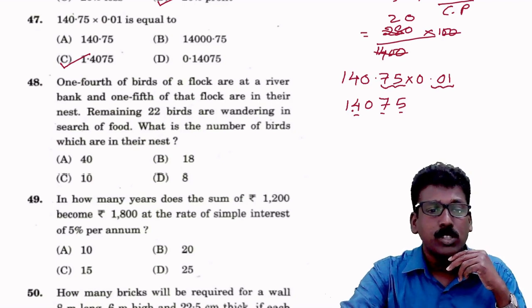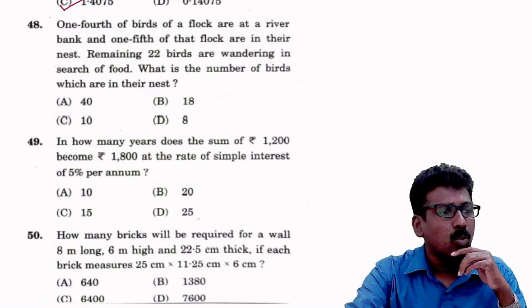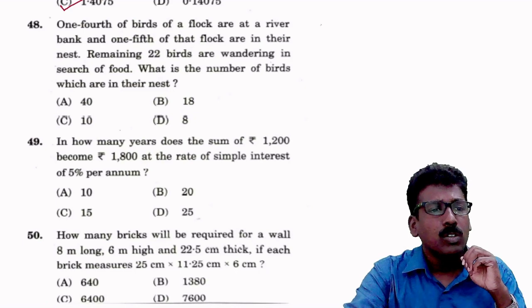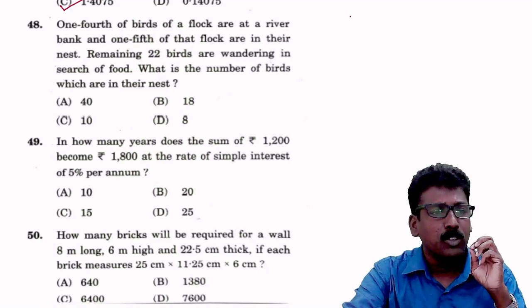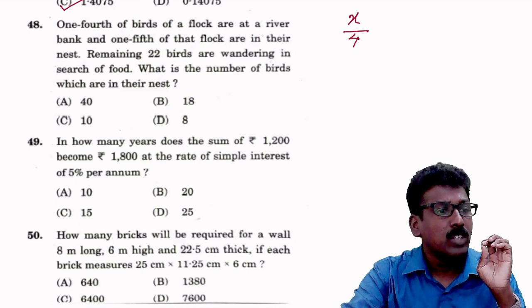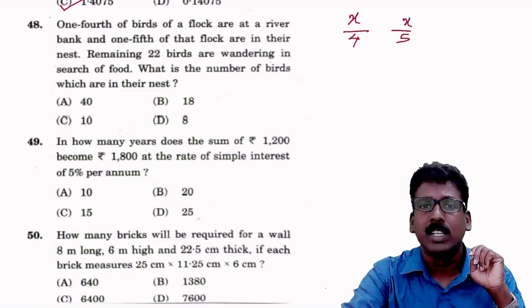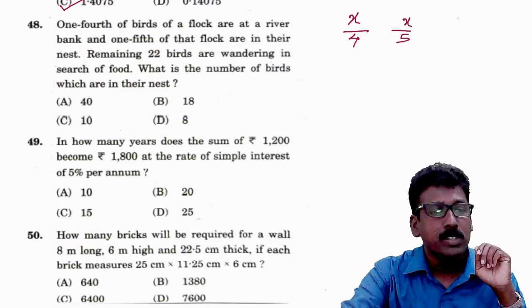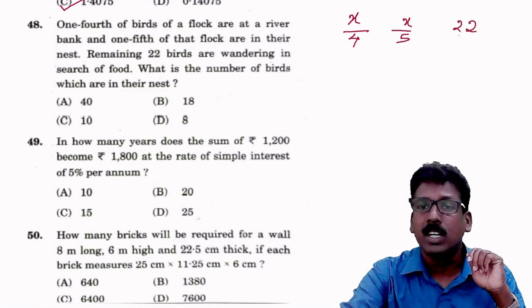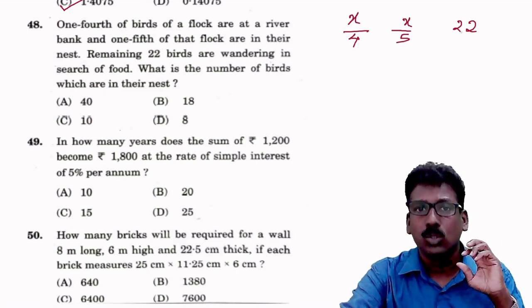Now look at the 48th question. There are some birds. One fourth of the birds of a flock are at the river. You don't know the total number of birds, so you can take it as x. So one fourth of x you can take as x by 4. And one fifth of the flock are in the nest. So x by 5 are there in the nest, and the remaining 22 birds are wandering in search of food. So total means x by 4, x by 5 and 22.